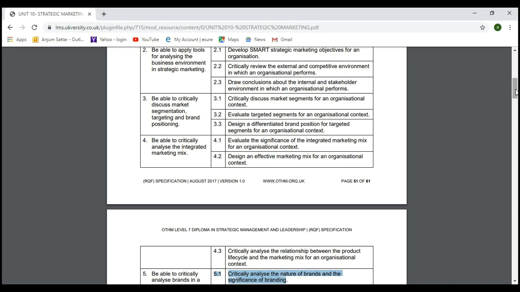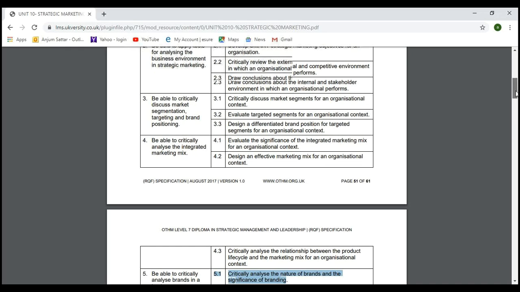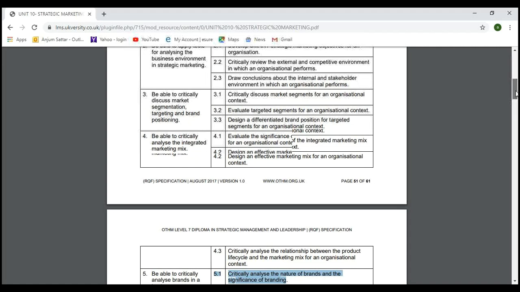We discussed the integrated marketing mix. The initial marketing mix concept consisted of 4 P's: product, price, promotion, and place. Now the extended marketing concept consists of 7 P's: processes, people, placement, and we discussed physical evidence as well. So that's it.